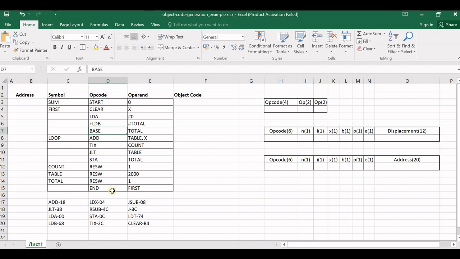Similarly, you have the END assembler directive. The END assembler directive indicates the end of the program. And the fourth assembler directive used in this program is reserve word. Reserve word is used when you want to reserve some amount of memory locations. For that reason, you'll be using reserve byte.